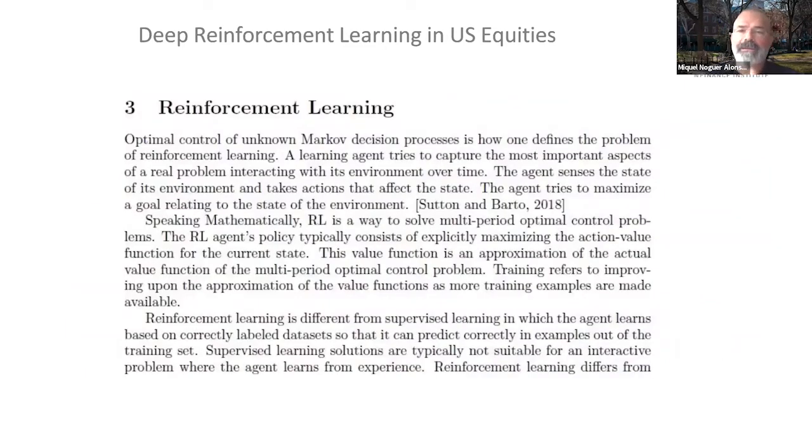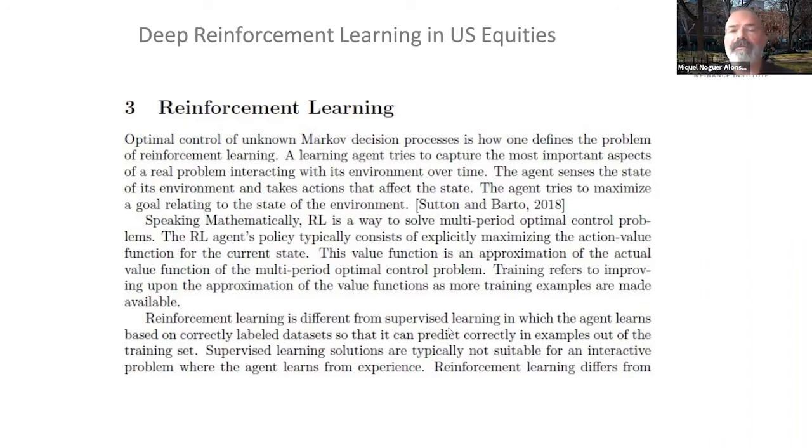The idea of reinforcement learning is an agent that tries to capture the most important aspects of a real problem, interacting with this environment over time. And this agent tries to maximize the goal related to the state of the environment. This is the definition from Sutton and Barto. When we want to define this mathematically, this is a way to solve multi-period optimal control problems. And the RL agent policy typically consists of explicitly maximizing the action value function for the current state. The value function is an approximation of the actual value function of the multi-period optimal control.